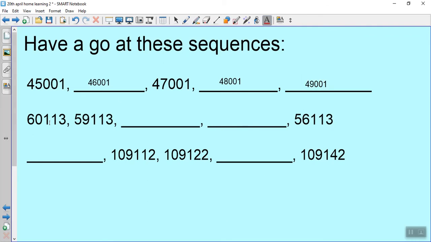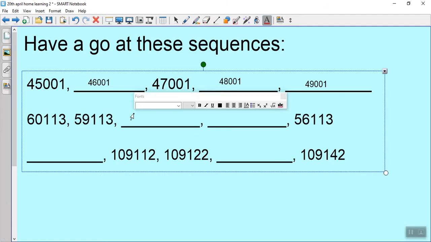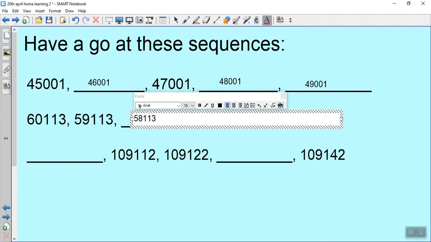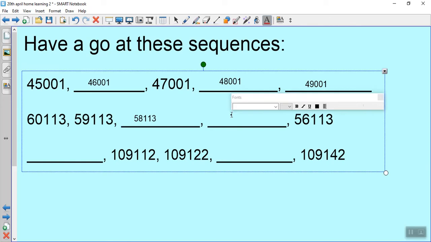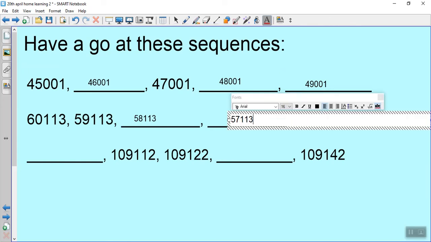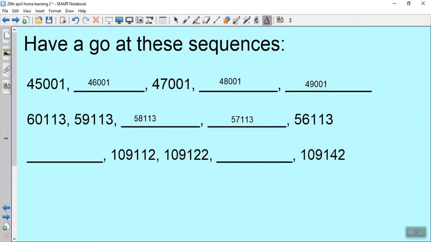Over here, I can see that says 60,113, 59,113, 56,113. So my 113 is staying there all the time, but it's going 60, 59. So that's going to be 58,113, 57,113. So 58,113, 57,113.